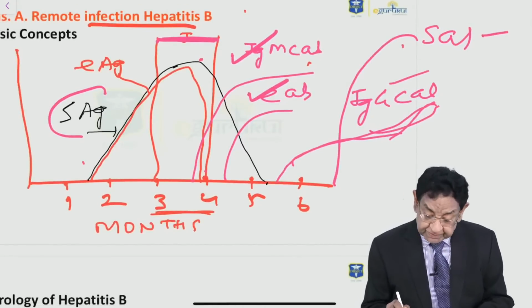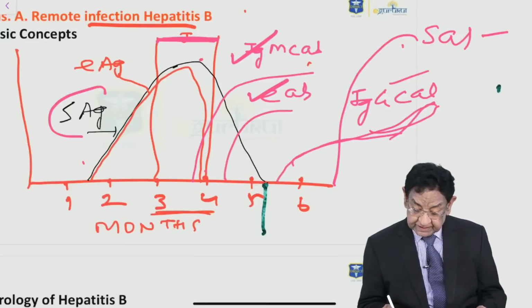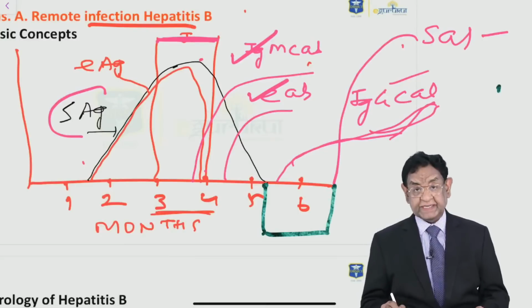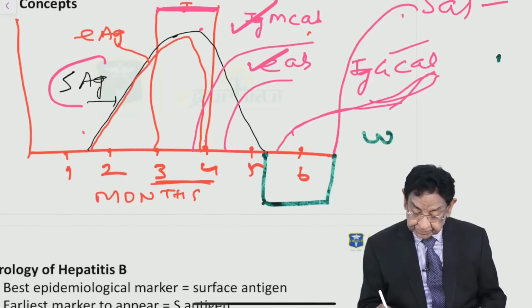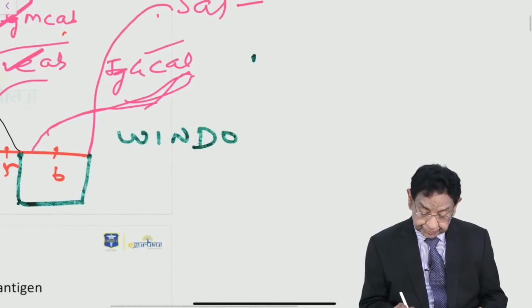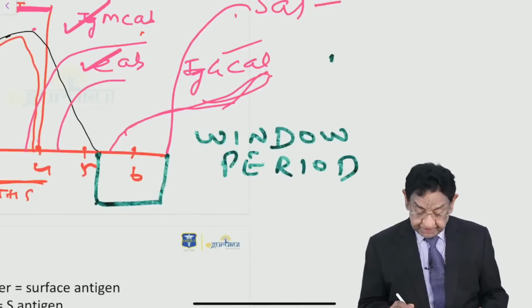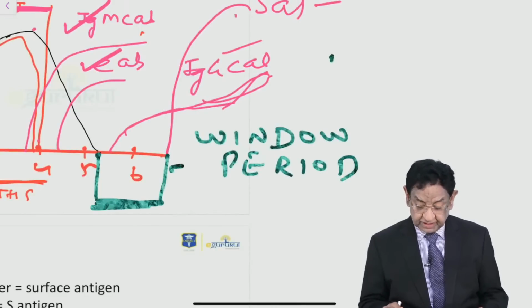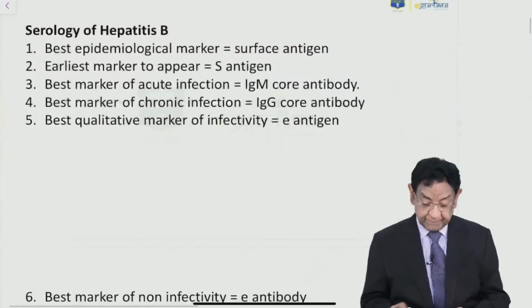Well, now before I proceed further, let me show you something. This is the time where surface antigen is disappearing. This is the time where surface antibody is appearing. This gap is known as window period. Disappearance of surface antigen and appearance of surface antibody, this time period is called window period. With this background, now let's talk about serology of hepatitis B.